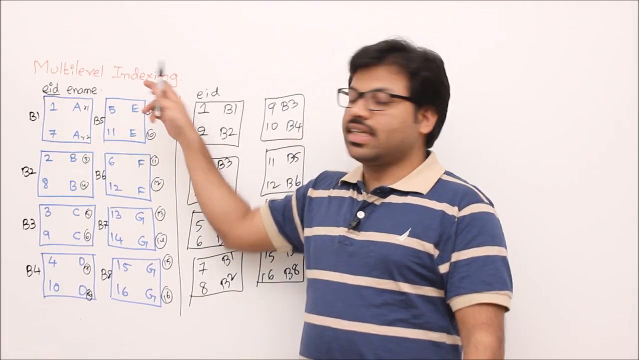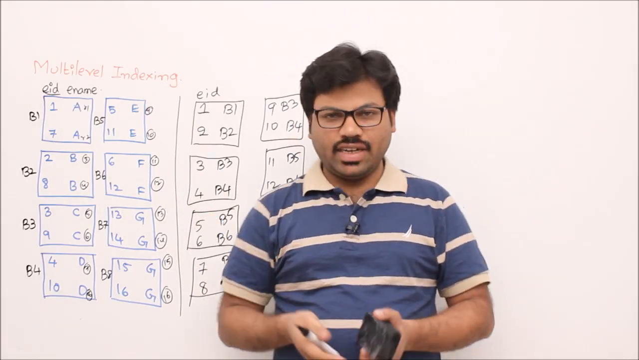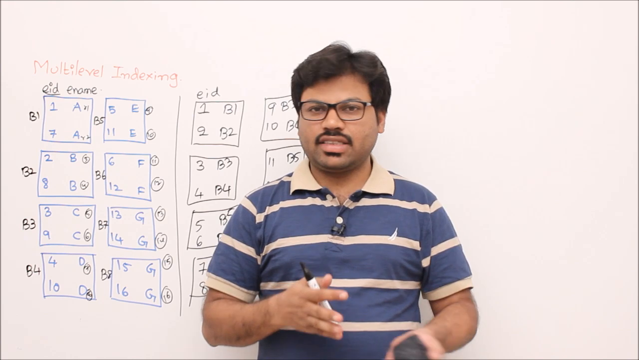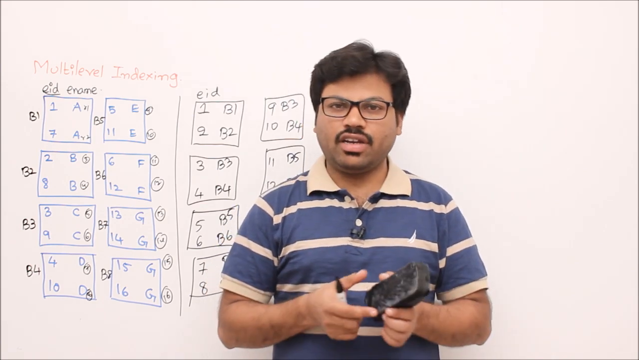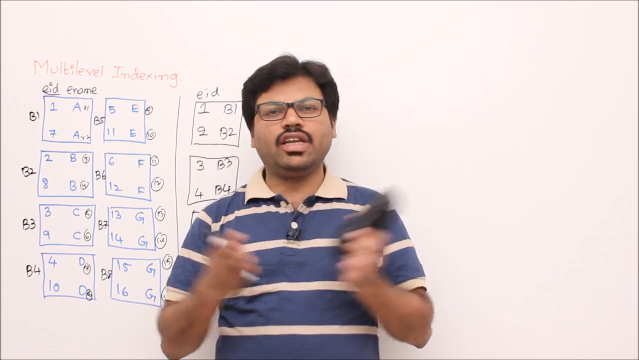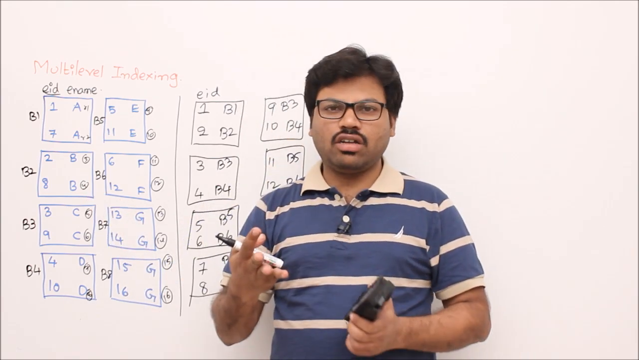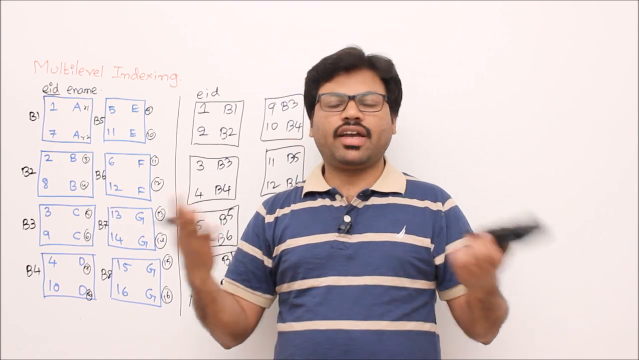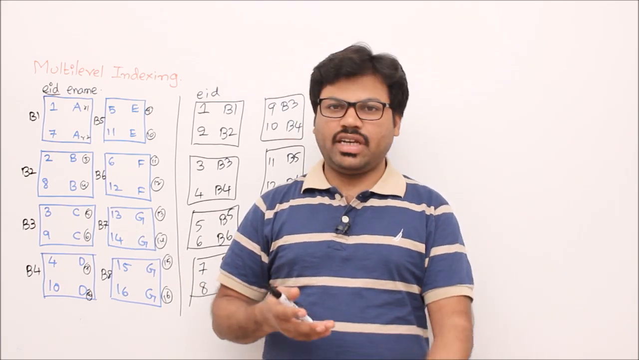Let's see the multi-level indexing idea. So far we have seen single level indexes, right? Primary indexing, secondary indexing, everything is single level. The problem with single level sometimes is, if your file size is very large, then if you create an index also, that index file will again be very large. So there will not be any difference.